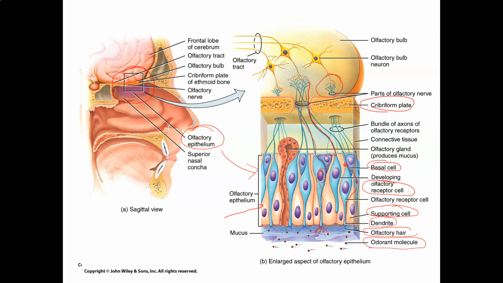And they synapse with what are called olfactory bulb neurons. So there's a synapse here, and now we have a second neuron, the olfactory bulb neuron, and their axons travel along your olfactory tract. Now we call it the olfactory tract because we're in the CNS. When you're in the CNS, you call bundles of axons traveling together tracts. When you're in the PNS, the peripheral nervous system, you call them nerves. So that's why we had to change the name from nerves to tracts.